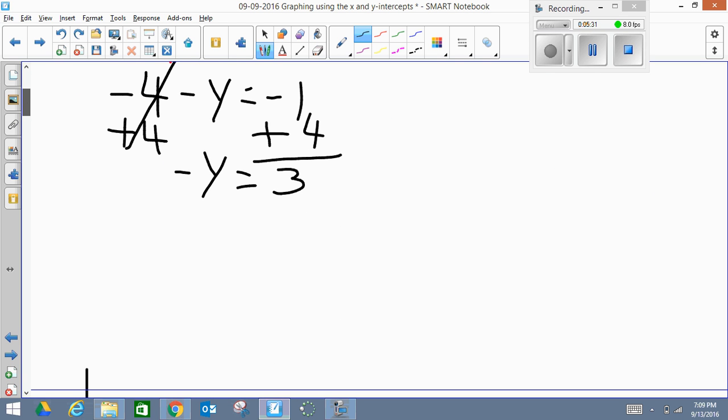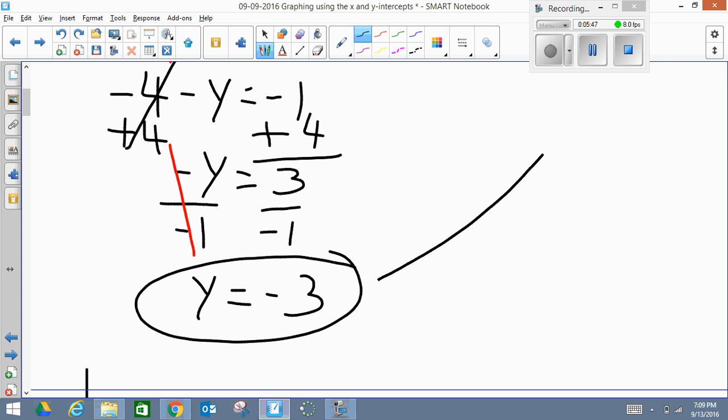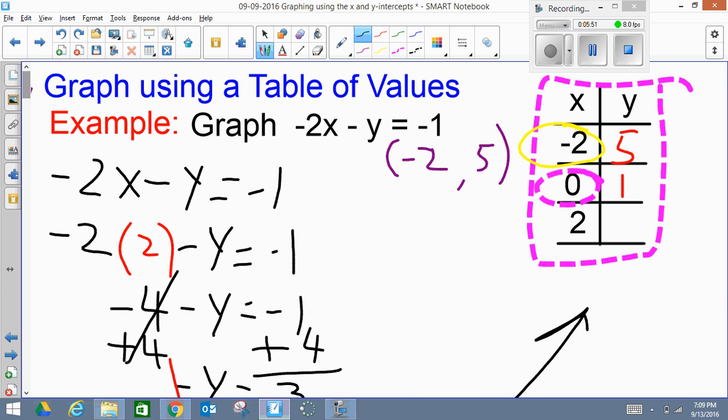But here we go again. My y is negative. That means I have to divide by negative 1 on both sides. Negative divided by negative turns into positive on the left side. So I'm going to have y equals 3 divided by negative 1, which is negative 3. So I got to bring that number to my table of values, which is right there.